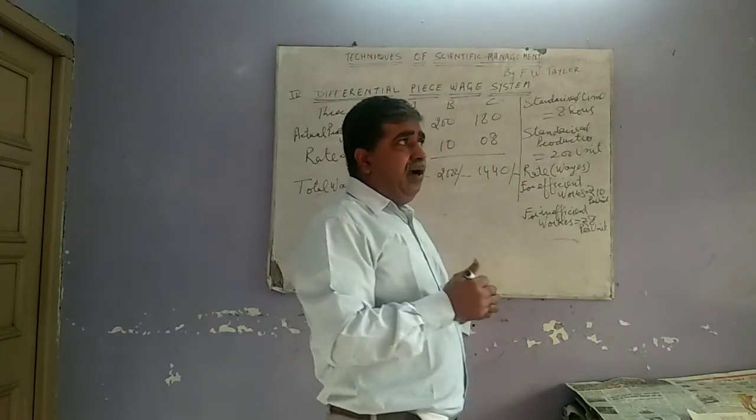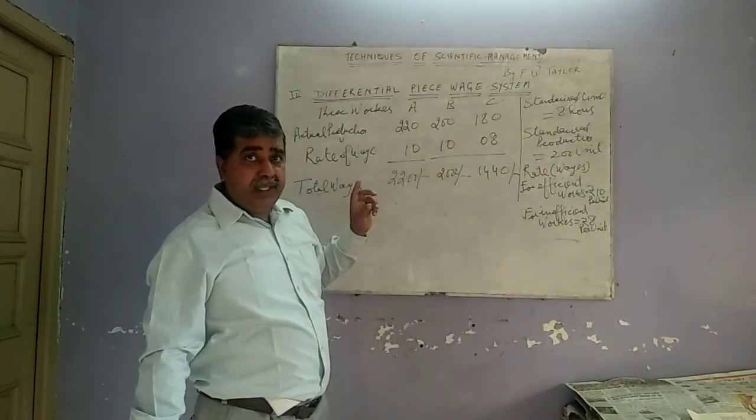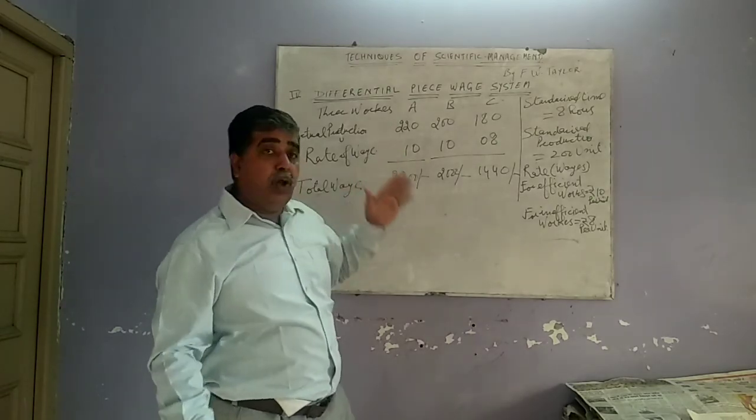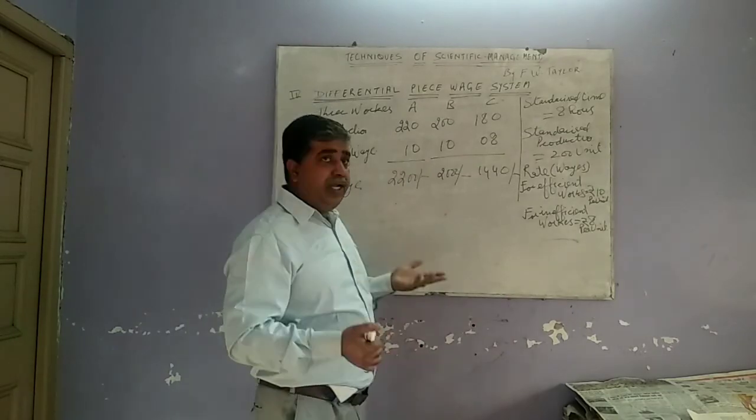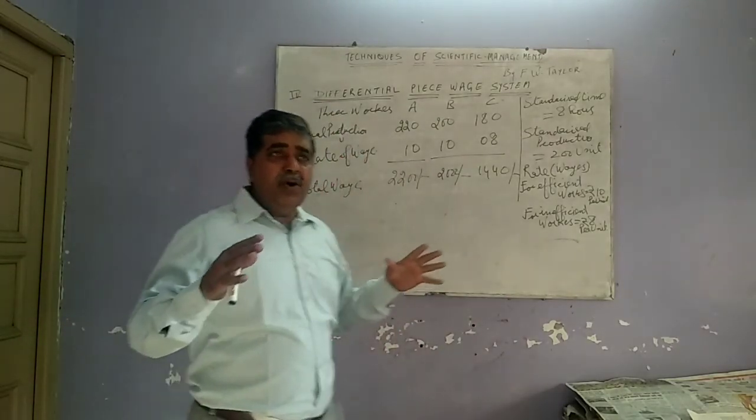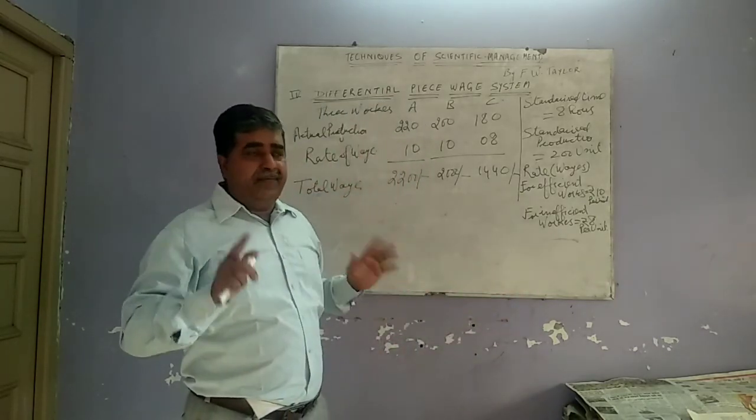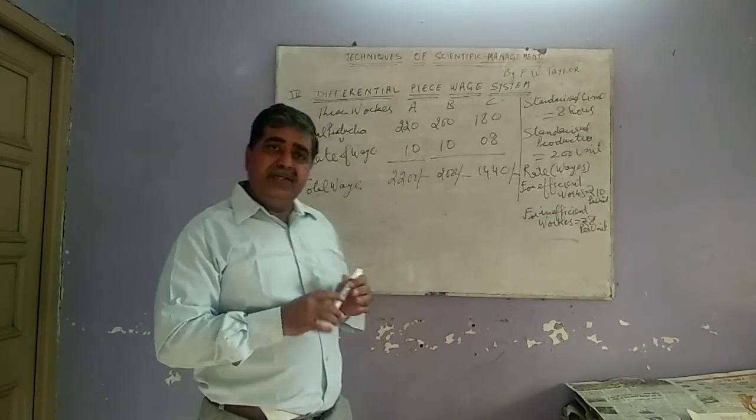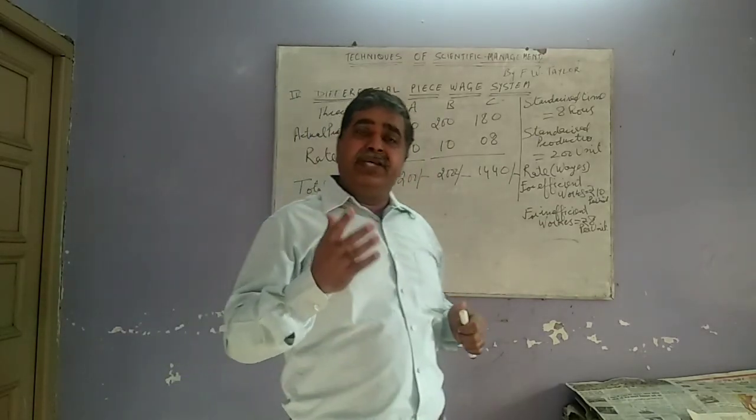Now we see that when C sees that A and B are getting more wages, he will also try to increase his production, to increase his efficiency. So this technique is also used to motivate the employees, given by F.W. Taylor. By this, we come to the end of this topic, that is techniques of scientific management.